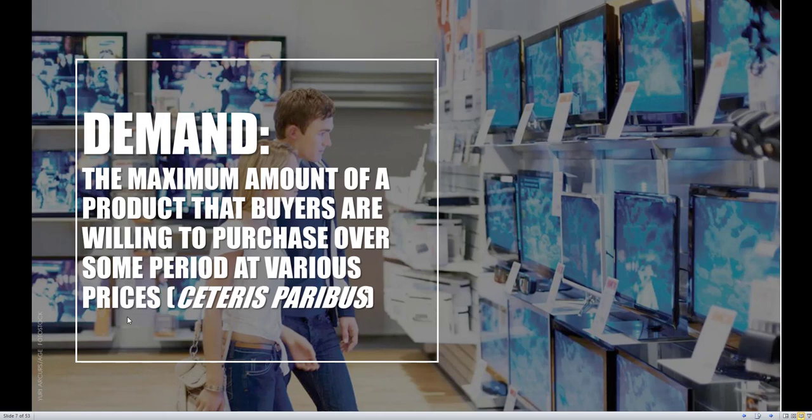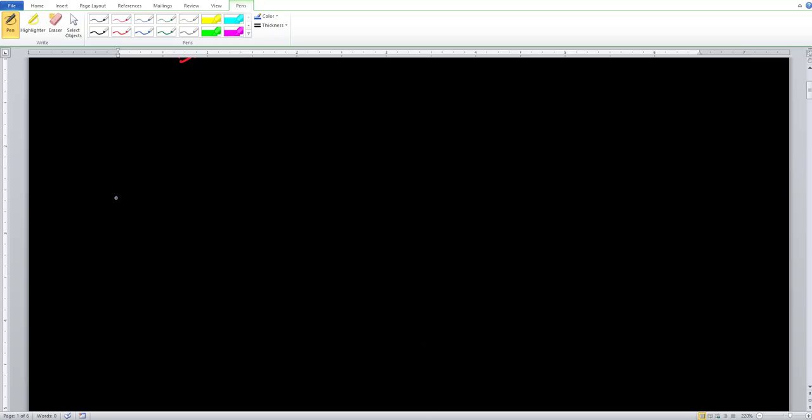So demand is essentially how much of this particular product we are going to buy at particular prices, holding every other factor constant. In order for us to derive what the demand curve is going to look like, we need to introduce another concept known as willingness to pay. So let's go ahead and derive our demand curve. In order to derive demand, we use a concept known as willingness to pay.